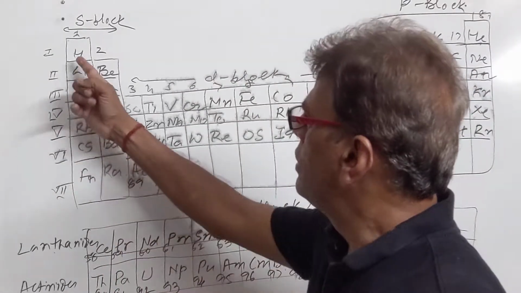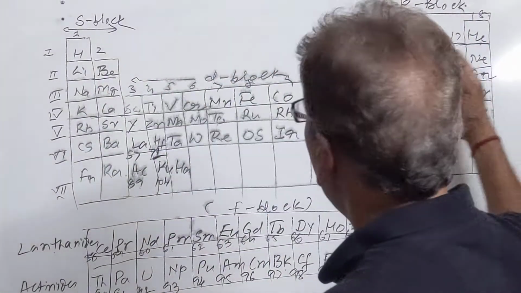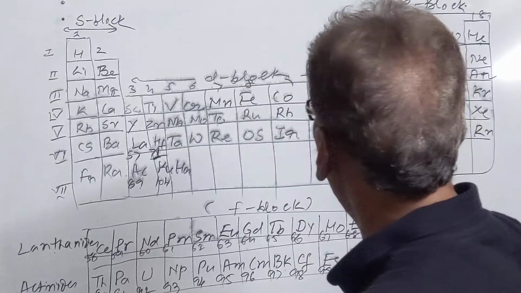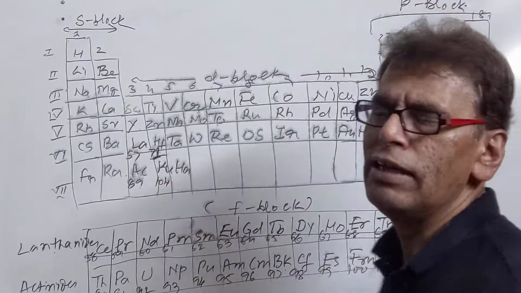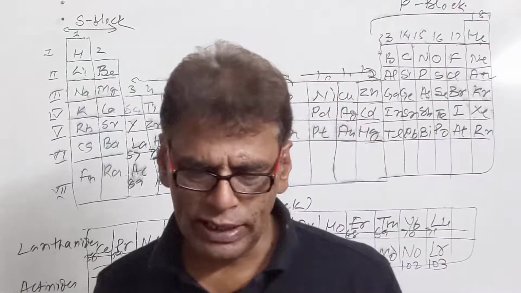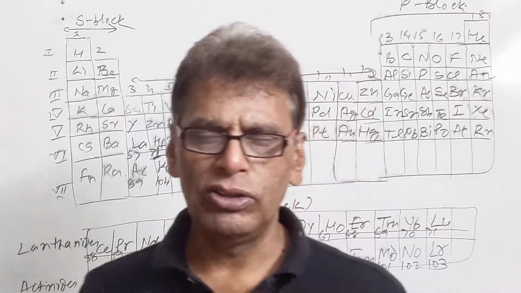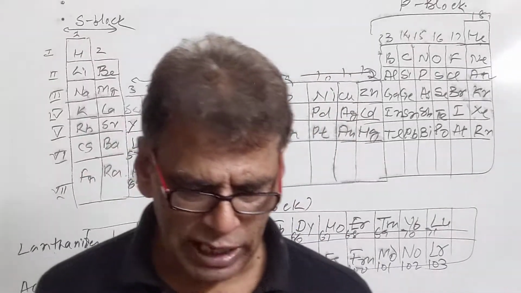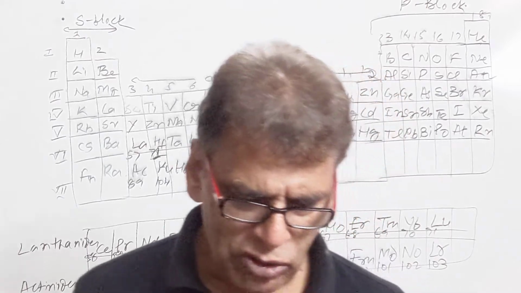In this case, these elements will have only one shell, that is the K shell. These elements will have K and L. These elements will have K, L, M. Then we have the 4th shell, 5th shell, 6th shell and 7th shell. So in total we will have 7 shells up to now. Those elements which have been discovered, their electrons can be distributed in these 7 shells. Then we will be studying the trends in the properties of these elements.